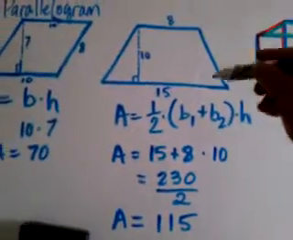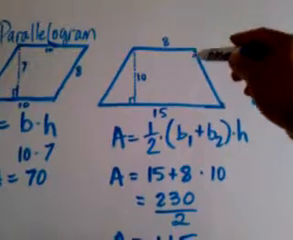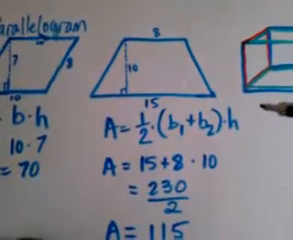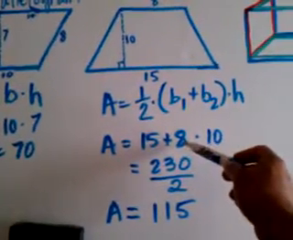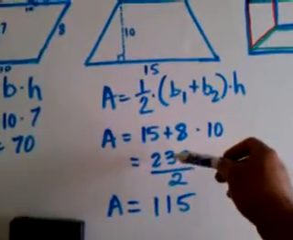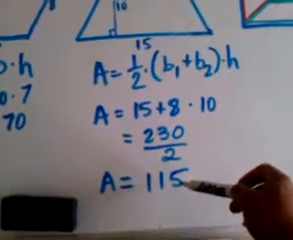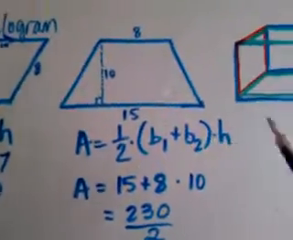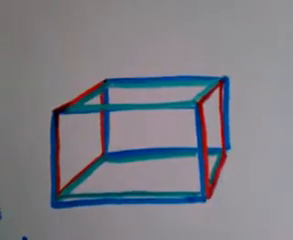Just to recap, your base 1 plus your base 2 times the height. B1 plus B2 times the height, and then divide by 2. That's how I got 15 plus 8 is 23, times 10 is 230. Then I took my 230 divided by 2, and that's how I got area of 115. And actually, I should have marked these with feet or some type of measurement. And the last one we have is a rectangular prism.